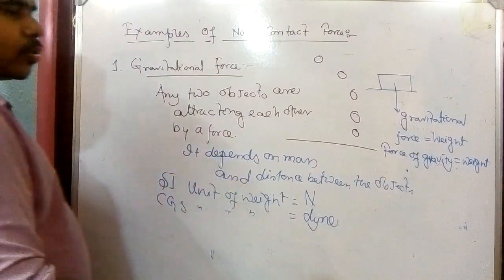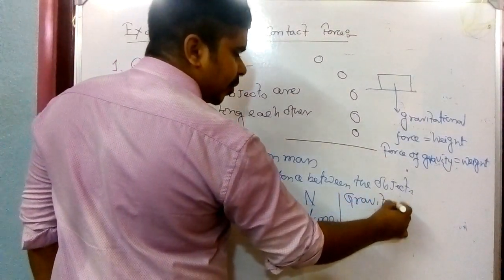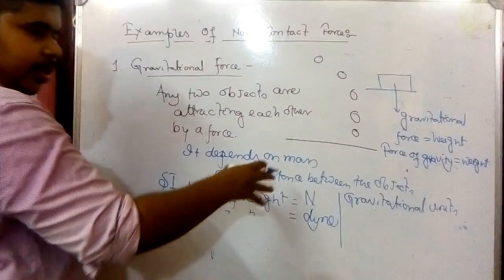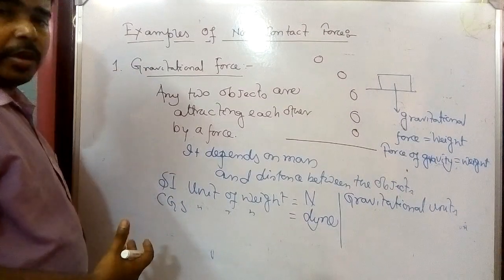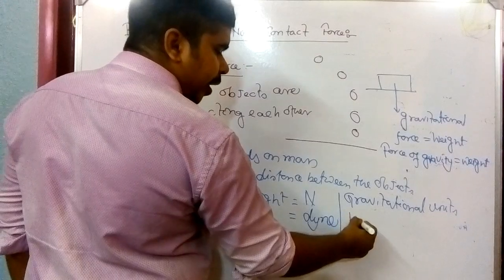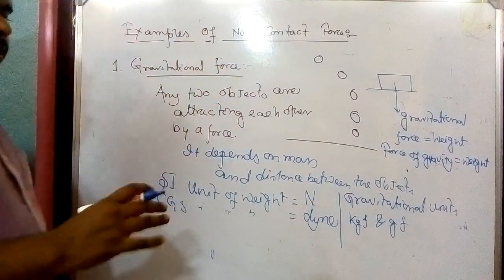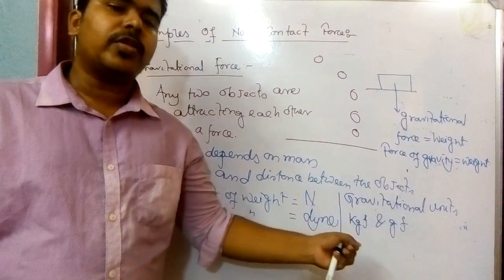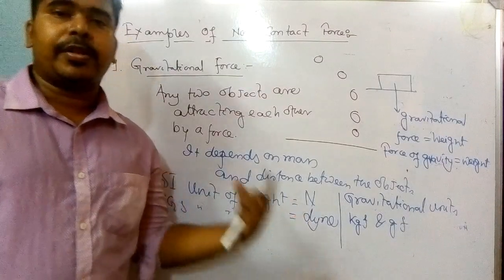But apart from these two units, there are two gravitational units. These gravitational units do not belong to any other unit system. In that case, the unit of weight is kgf and gf. These are known as gravitational units of force, and the other two are the SI unit and CGS unit of weight.